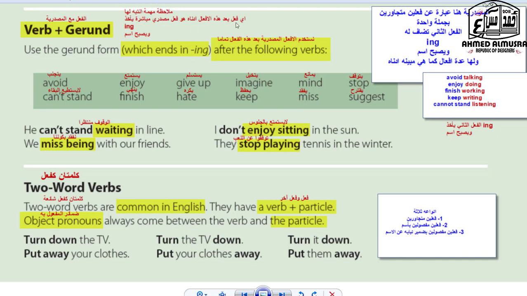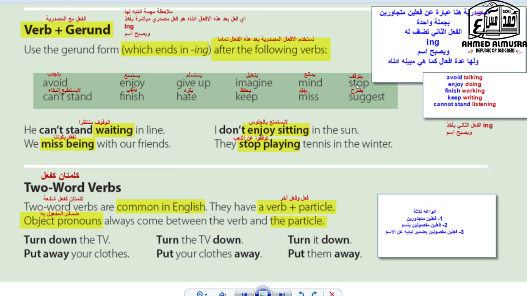Any verb after these verbs, which are below: avoid, enjoy, give up, imagine, mind, stop, can't stand, finish, hate, keep, miss, and suggest. Any verb coming after those verbs will be a gerund. Look at this: avoid talking. Please avoid talking. Enjoy doing. Give up writing. Imagine playing. If you didn't mind talking.